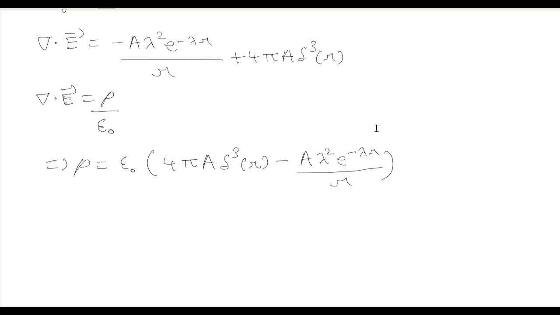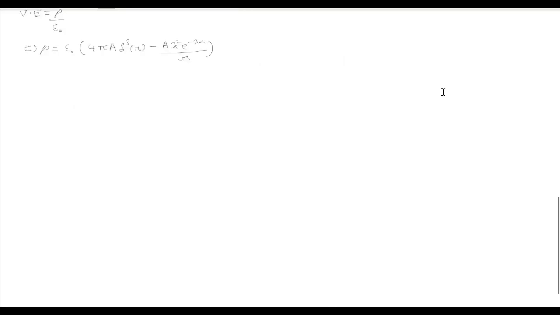Now to find the total charge Q, we need to integrate the volume charge density rho of r over the volume element d tau prime. Let's just keep the notation simple and use d tau. The integral gives the total charge enclosed, Q.